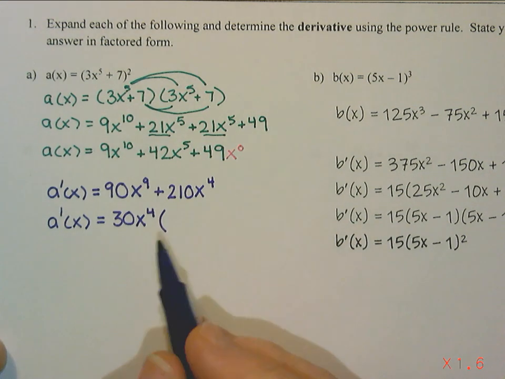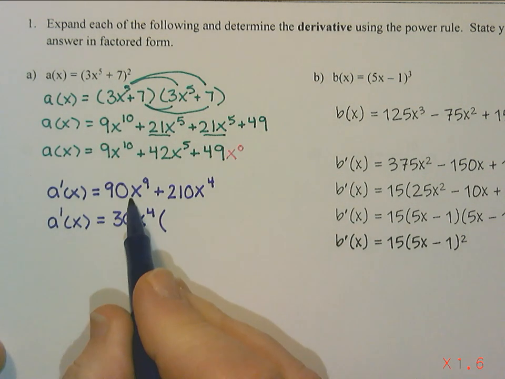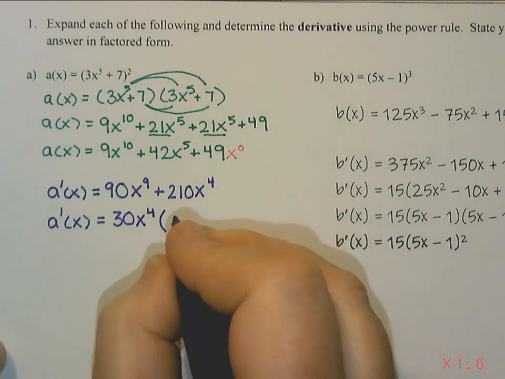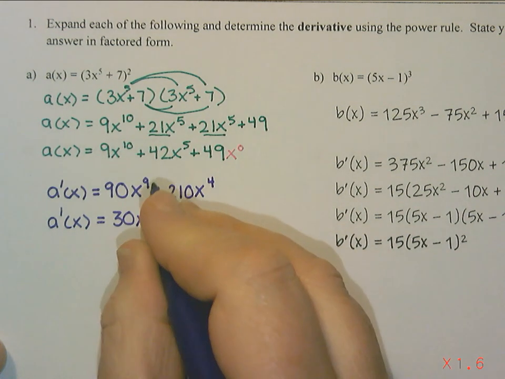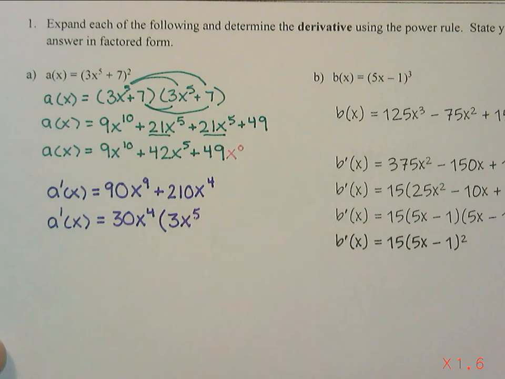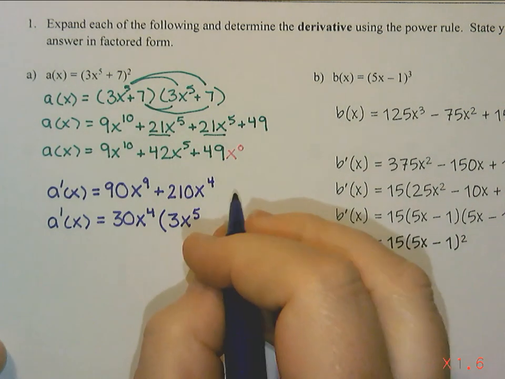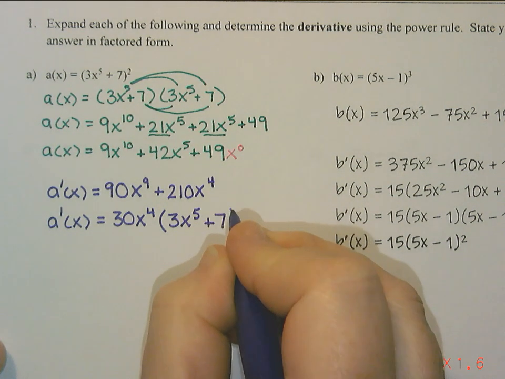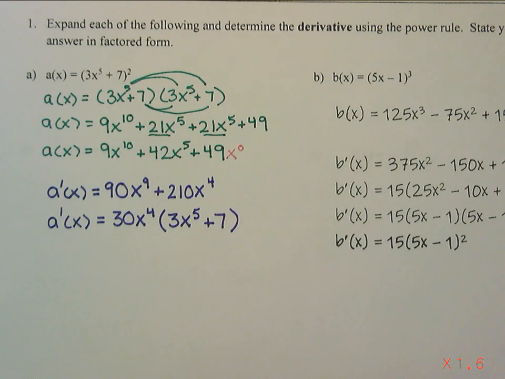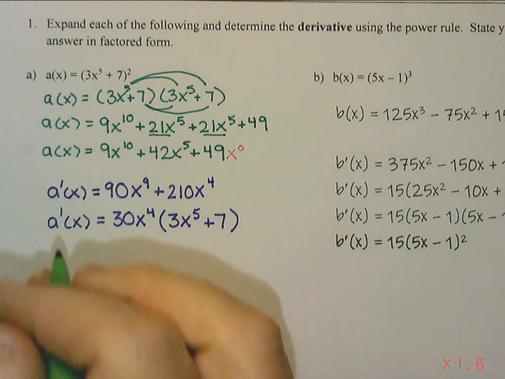And then I'm going to ask myself, what would I multiply 30x^4 by to get 90x^9? Well, I would need to multiply by 3, and then I need 5 more x's, so x^5. How do I turn a 30x^4 into a 210x^4? Well, I would just need to multiply that by 7. Okay, now I am going to do one more step to help us with the investigation part of this. So this is how I would normally write the answer for the derivative. But I am going to go one step further just to help you out.